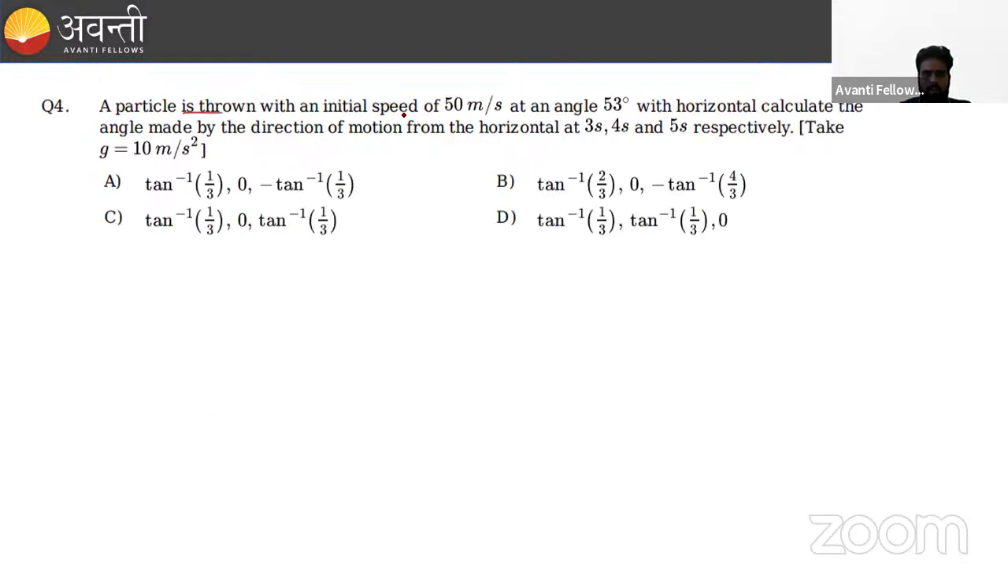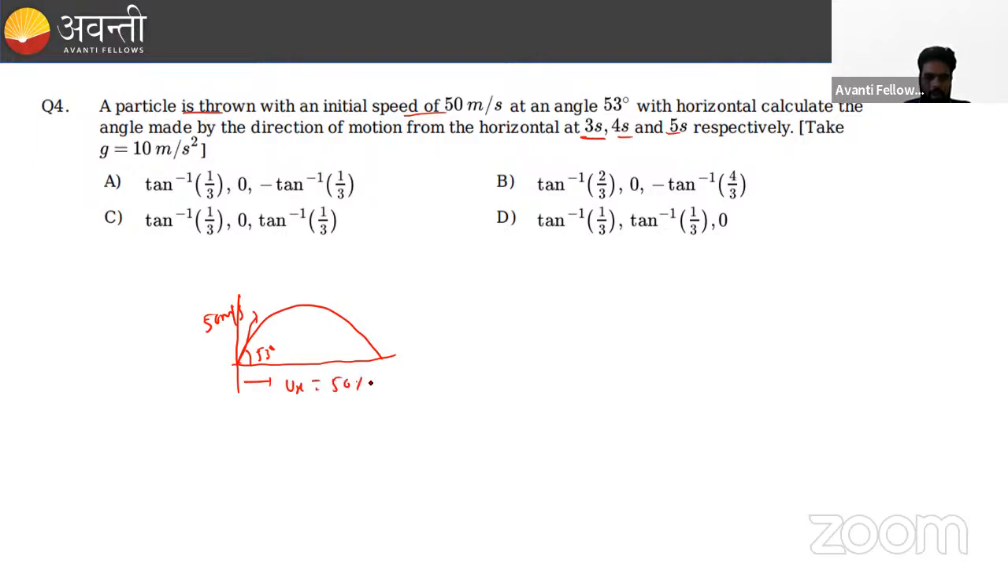The particle is thrown with the initial speed. This is a ground to ground projectile problem. The particle is projected in this manner. The initial velocity given is 50 meter per second, and the angle is 53 degree, correct? And what is asked is the angle made by the direction of velocity at 3 second, 4 second, and 5 second. So if we break into components, what is ux?